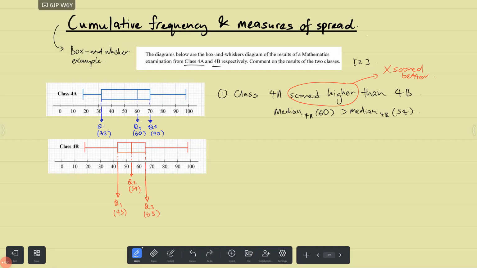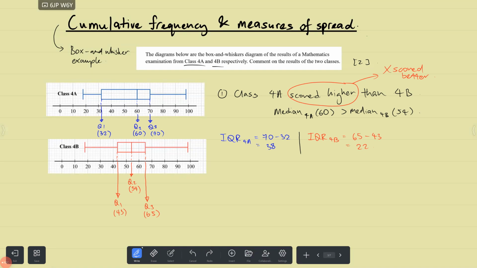65. Okay, so now we have to use this upper quartile and lower quartile to calculate the respective interquartile range, which are here. 70 minus 32, upper quartile minus lower quartile, to give you the interquartile range for class 4A. And for the interquartile range for class 4B, we take the upper quartile again minus the lower quartile, which gives you 22.